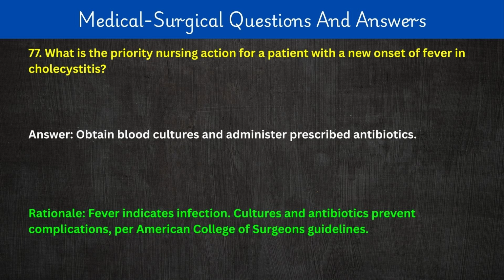77. What is the priority nursing action for a patient with a new onset of fever in cholecystitis? Answer: obtain blood cultures and administer prescribed antibiotics. Rationale: fever indicates infection. Cultures and antibiotics prevent complications, per American College of Surgeons guidelines.